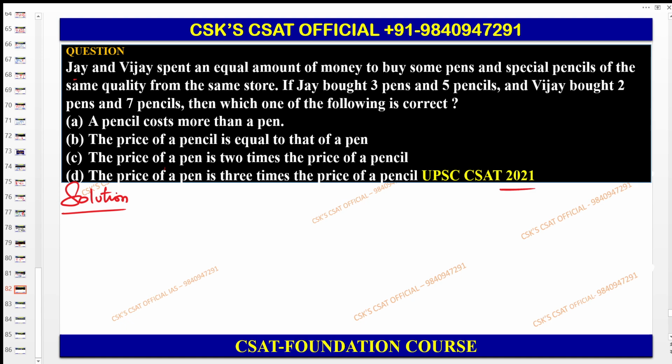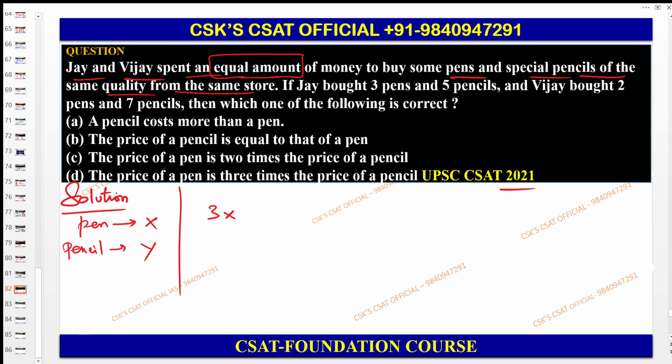Listen. Jay and Vijay spent an equal amount. So please remember the word equal amount of their money to buy some pens and pencils of the same quantity from the store. I don't know how many pens and how many pencils. So take this number of pens, this number of pencils. Jay bought 3 pens, so therefore 3x. Then 5 pencils, 5y. What is the sum? You don't know, but the sum is equal to Vijay's. So Vijay bought 2 pens, 2x, then 7 pencils. So rearrange this one. That's it.